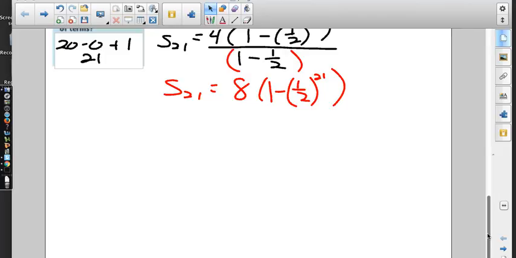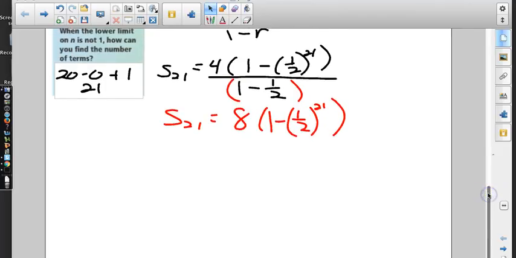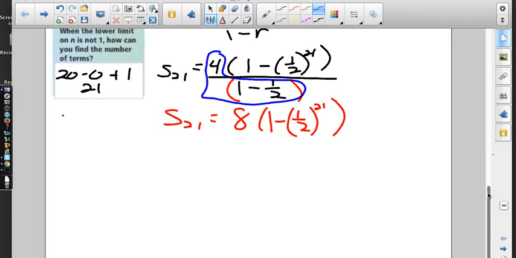Everybody okay with where my 8 came from? Just did this little piece right here in my head. So multiply by 2. So calculator, help us out here. What is 8 times 1 minus 1/2 to the 21st power? Oh, super duper close to 8.